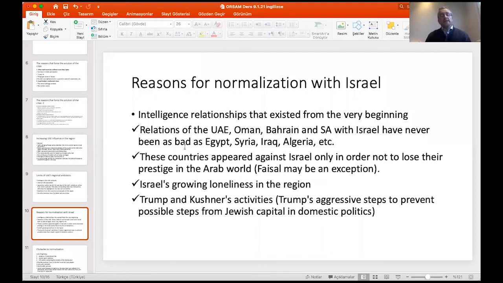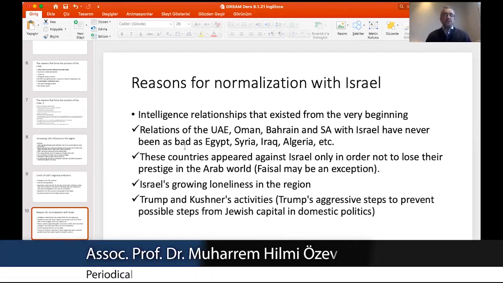therefore intelligence relationships that existed from the very beginning was the base of the Israeli normalization procedure. Relations of the UAE, Oman, Bahrain, and Saudi Arabia with Israel have never been as bad as, for example, Egypt, Syria, Iraq, Algeria, and some other Arab countries in the region.